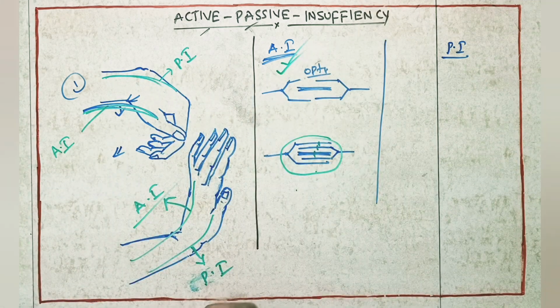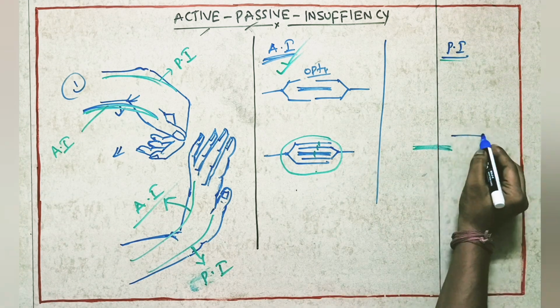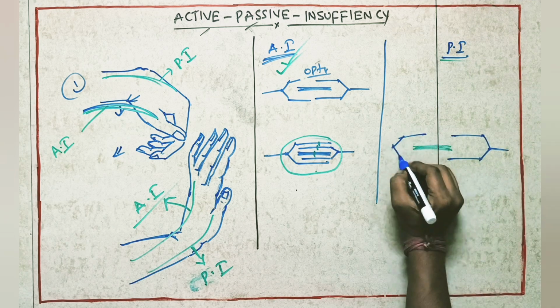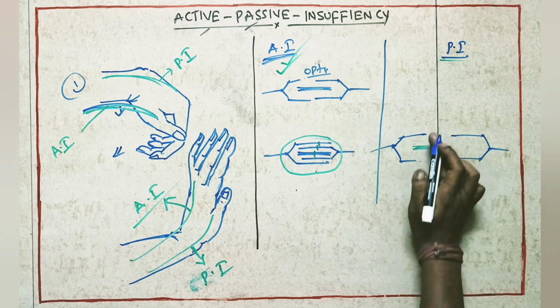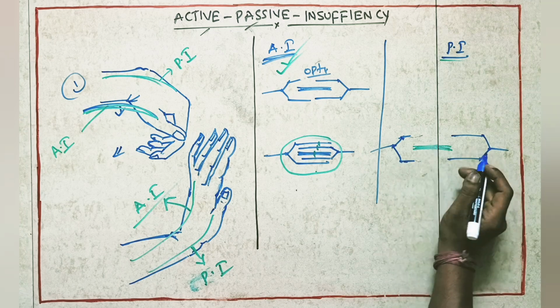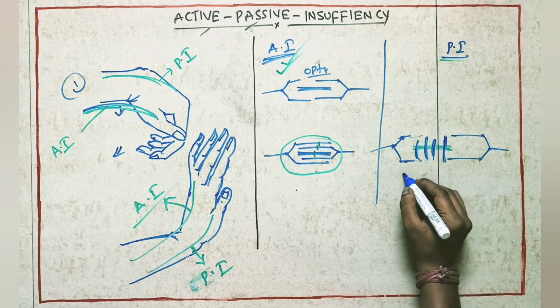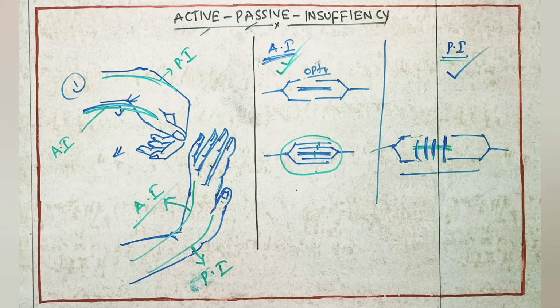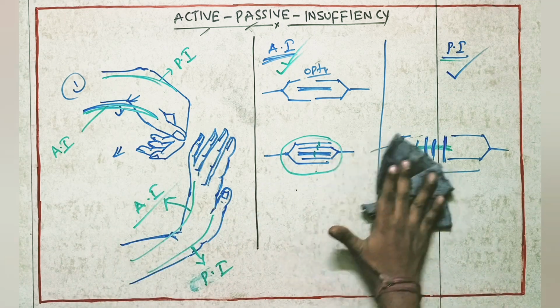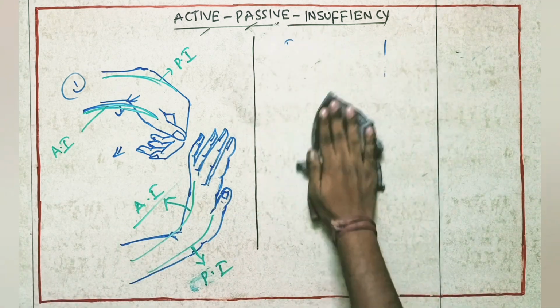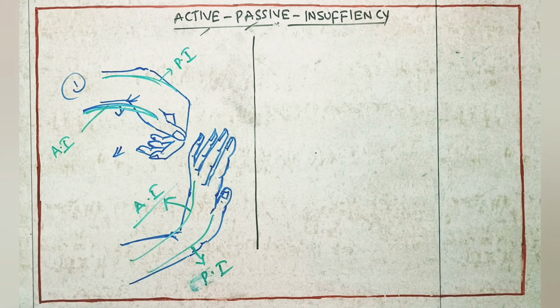Passive insufficiency, how will it be? Myosin will be there, but the actin will be far from the myosin, so there is no cross-bridge formation between myosin and actin. That's passive insufficiency. This we can observe in muscles. Now we'll see a few examples of active and passive insufficiencies.